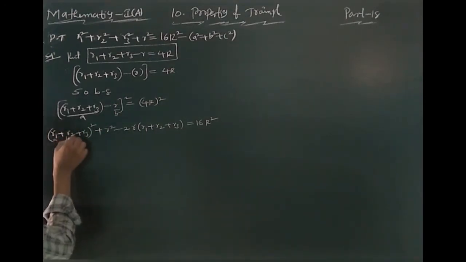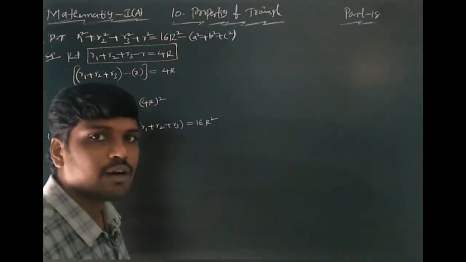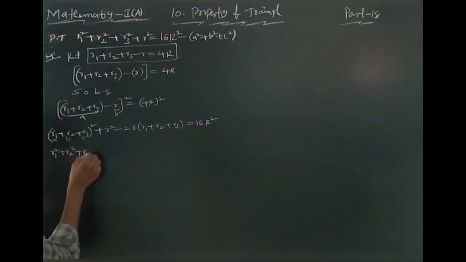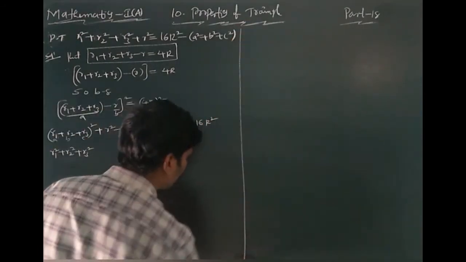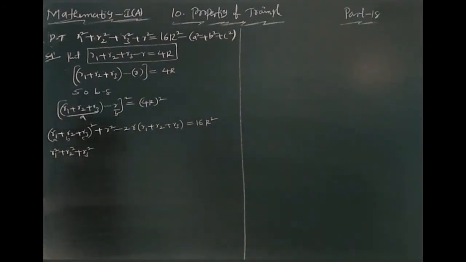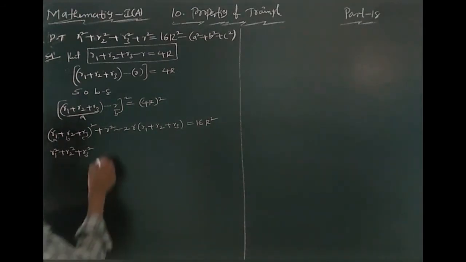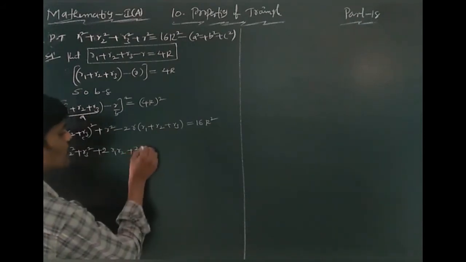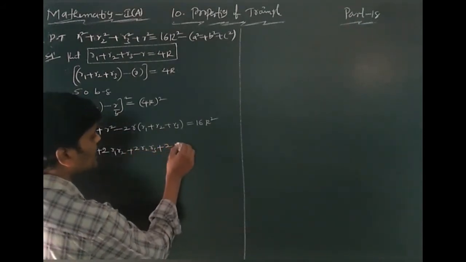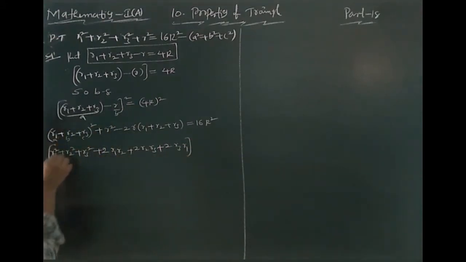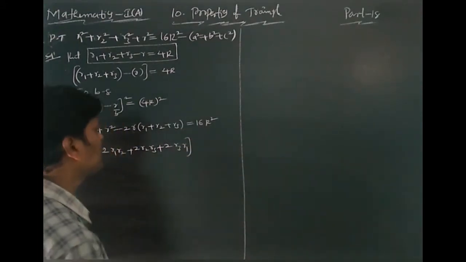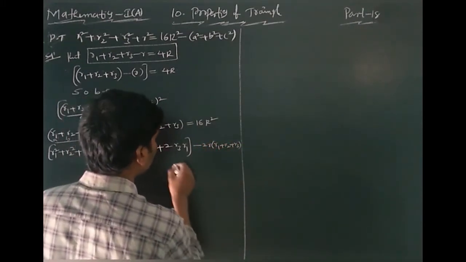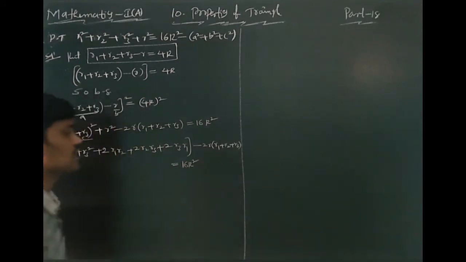Here this is A, B, C. A plus B plus C whole square. What is that formula? A plus B plus C whole square is A square plus B square plus C square, plus 2AB, plus 2BC, plus 2CA. Here A value is r1 square? Sorry, A value is r1, B value is r2, C value is r3. So it is r1 square plus r2 square plus r3 square, plus 2 r1 r2, plus 2 r2 r3, plus 2 r3 r1. This is the total value of this expansion formula. Minus 2r into (r1 plus r2 plus r3) is equal to 16R square.